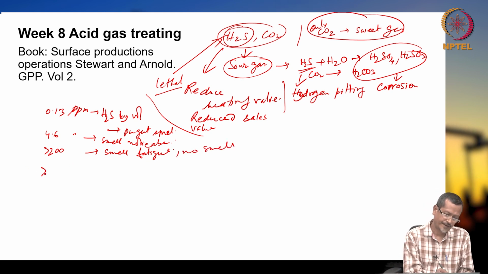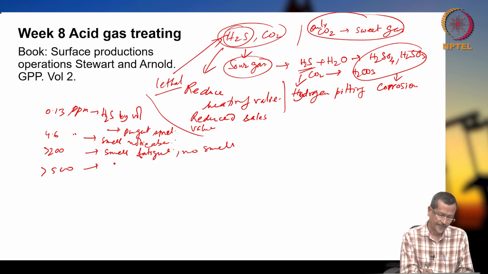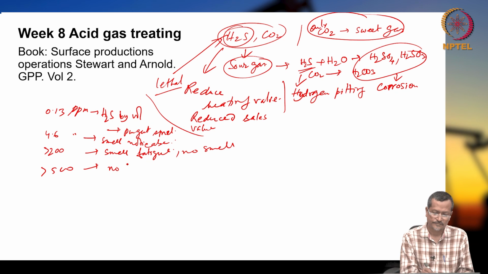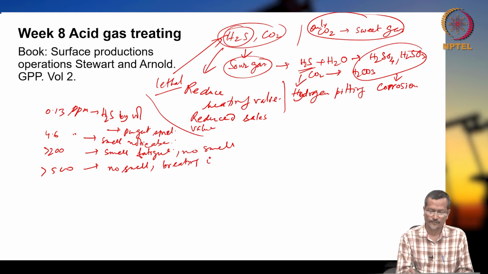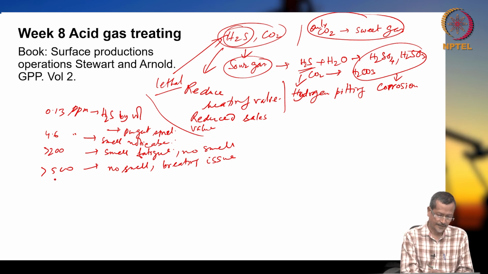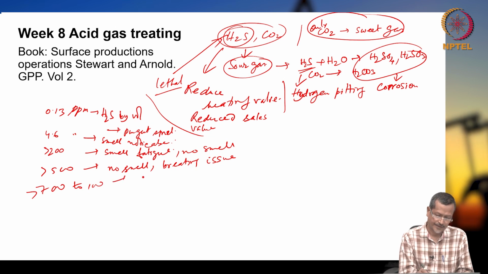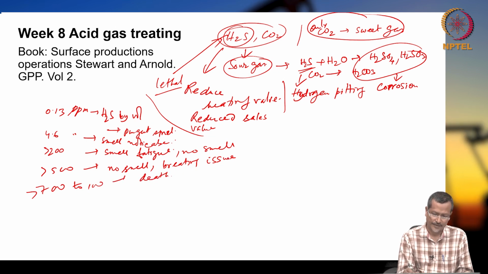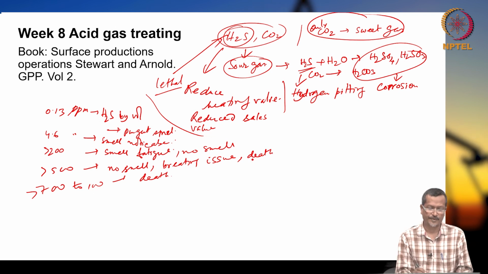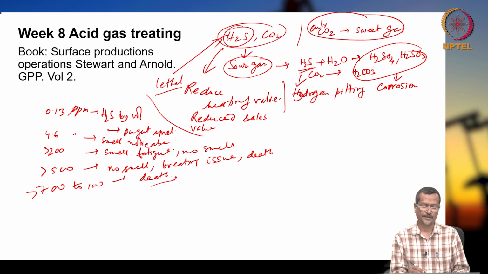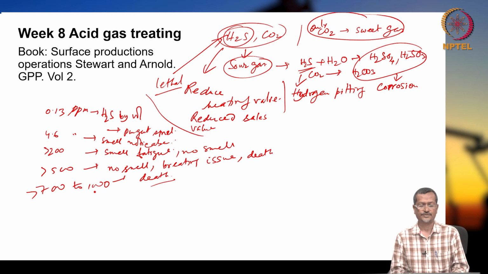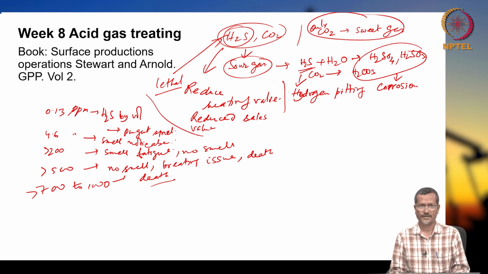If you have more than 500 ppm, in that case no smell, and breathing issues will come, and death can come. At 700 to 1000, immediate death is possible. This is the most dangerous thing actually. If you have more H2S, you have to remove it.